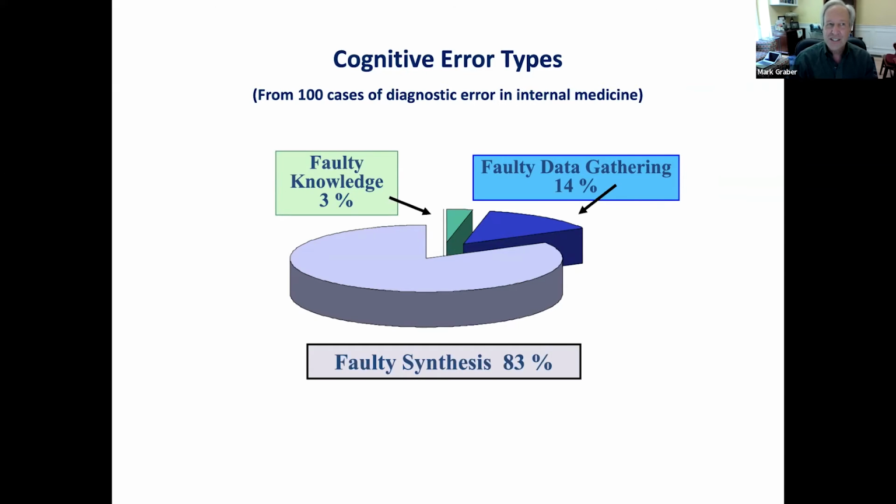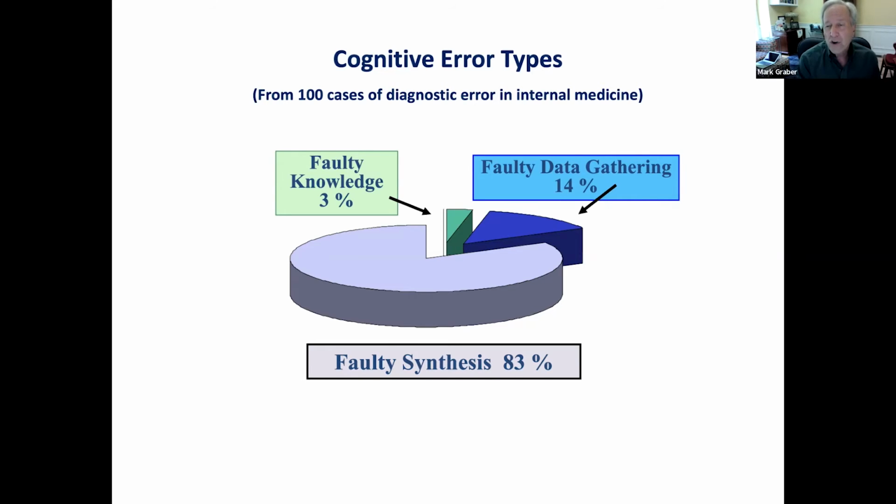And the patient wasn't diagnosed for over a week until the urologist came around and said, oh, this is a classic case of Fournier's gangrene. So that happens, but not commonly. There are problems with data gathering. So you miss something in the history. Your physical exam technique is not good and you miss something in the physical.